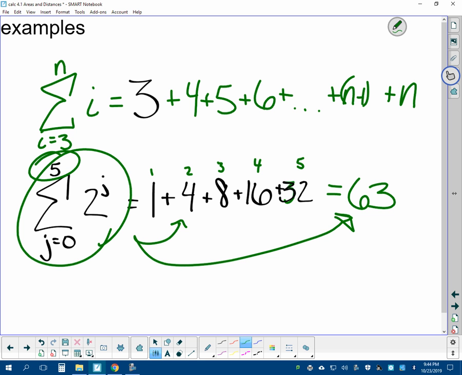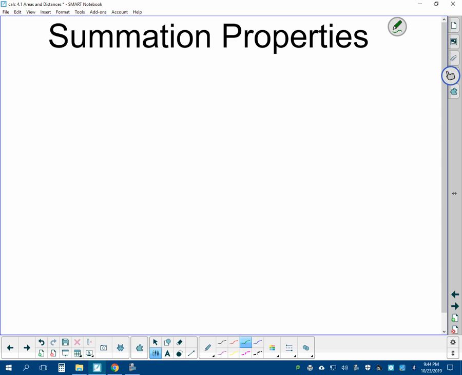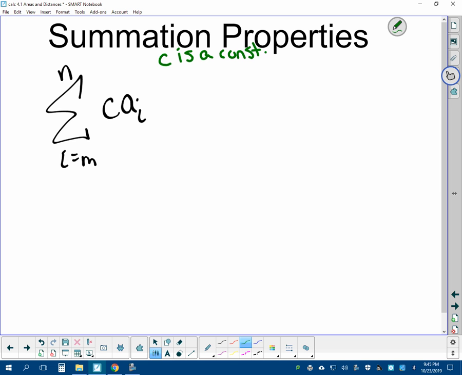Okay, so hopefully you are getting the hang of it. Let's go over a couple properties. If you have the sum from i equals m to n of c times a sub i, and we're going to say c is a constant, so it's not a variable, it's a constant, then we can say that this is actually equivalent to the constant times the sum of a sub i.